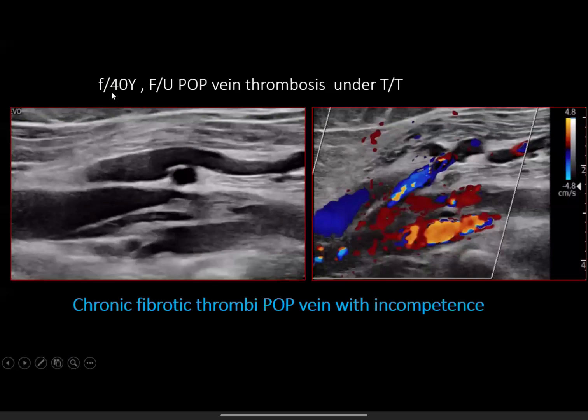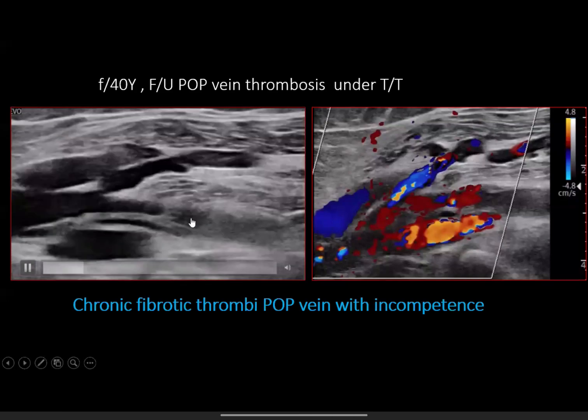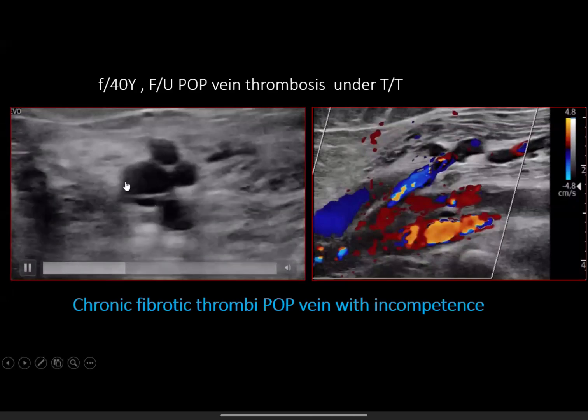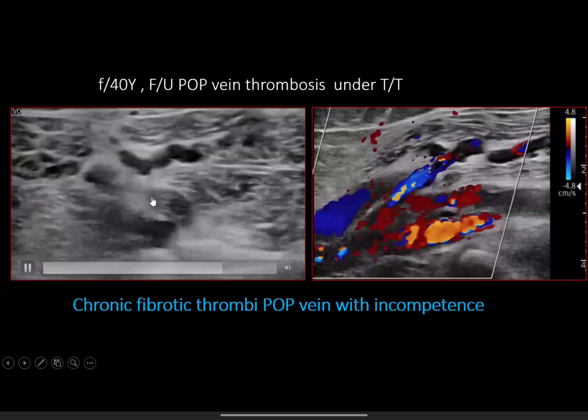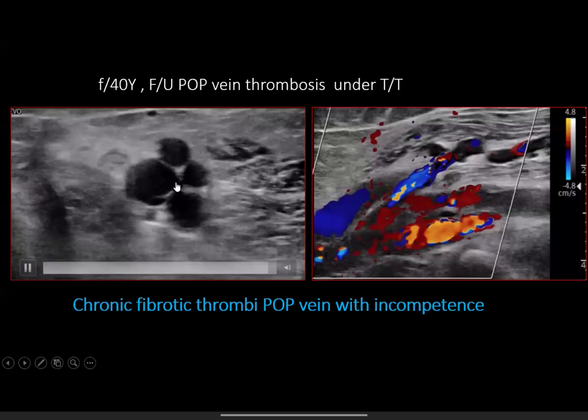Now another example, a female of 40 years. It is also a follow-up case of popliteal vein thrombosis under treatment. So let us see the popliteal vein. On B mode, we can see the vein is slightly compressible, but it shows an intraluminal web-like appearance, and echogenic fibrotic thrombi are still present.